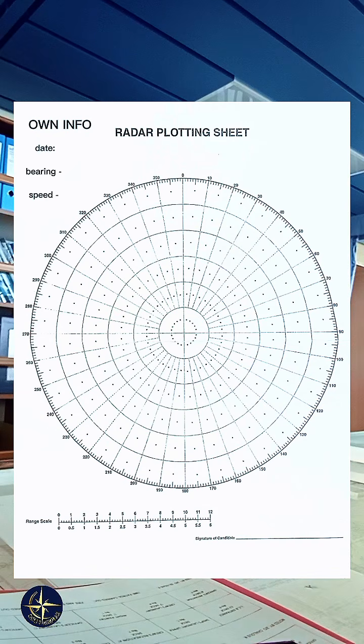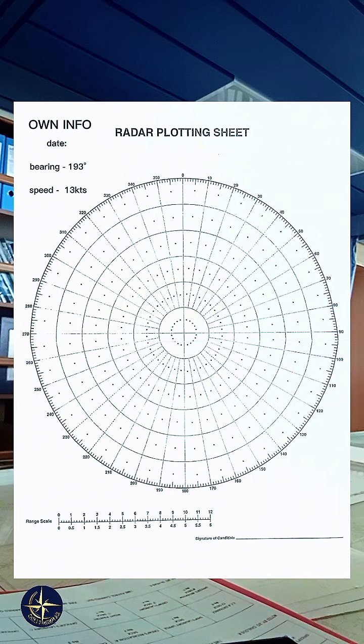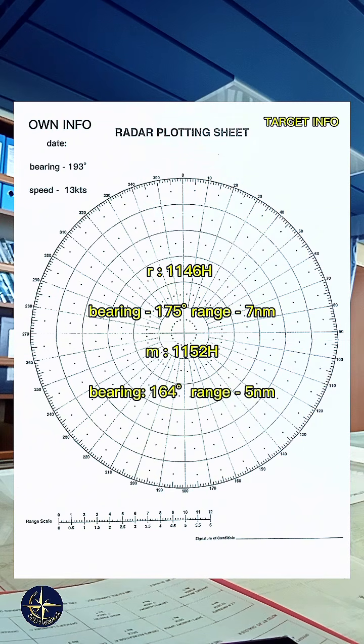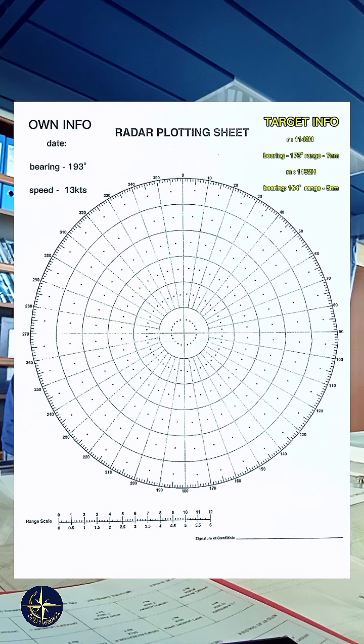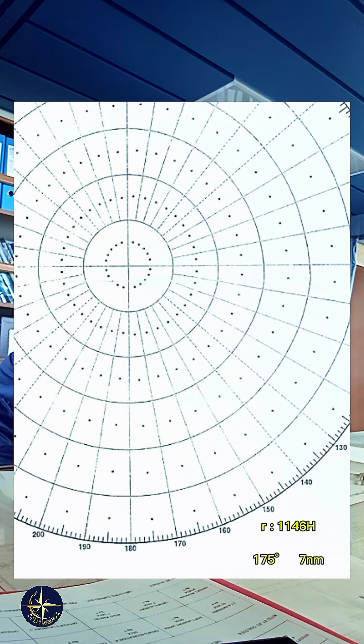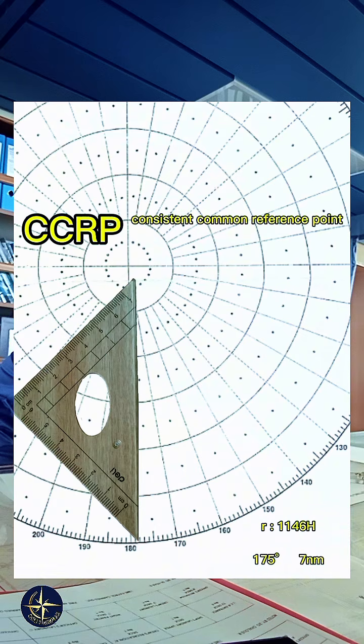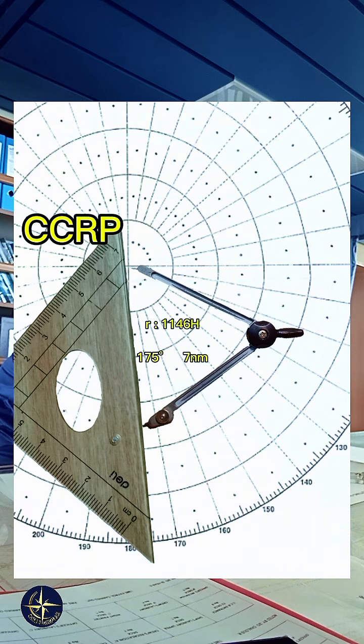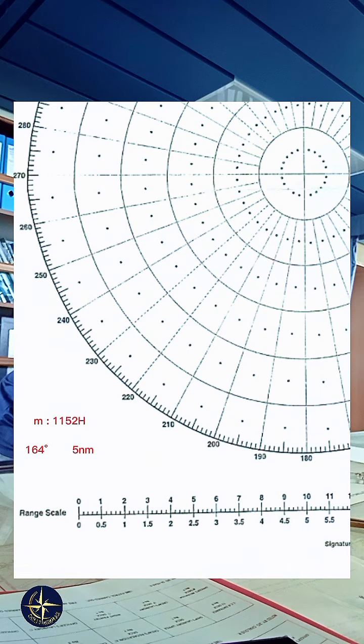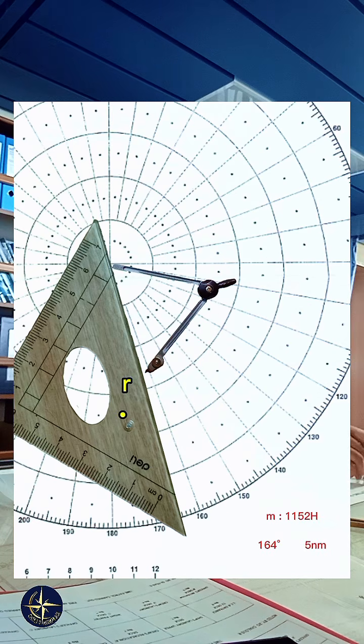On our radar plotting sheet, we have our own vessel's information, being our speed and bearing, then the target's information. First observation at 11:46, with a 6-minute interval, while 11:52 is our second observation. Using our compass leg to scale the range, with the triangle placed at CCRP and pointing to the bearing of our first observation, now we have our point R. Next is our second observation. With the same process of scaling the range and pinpointing the bearing, there we got our point M.